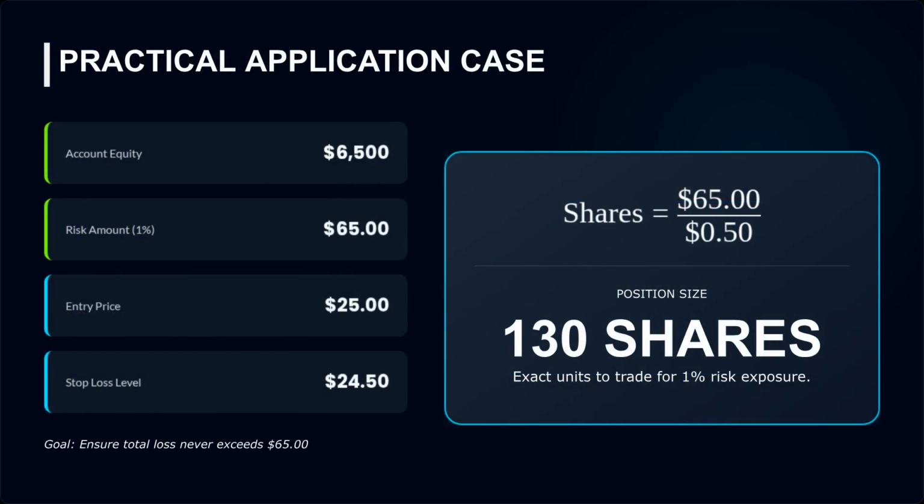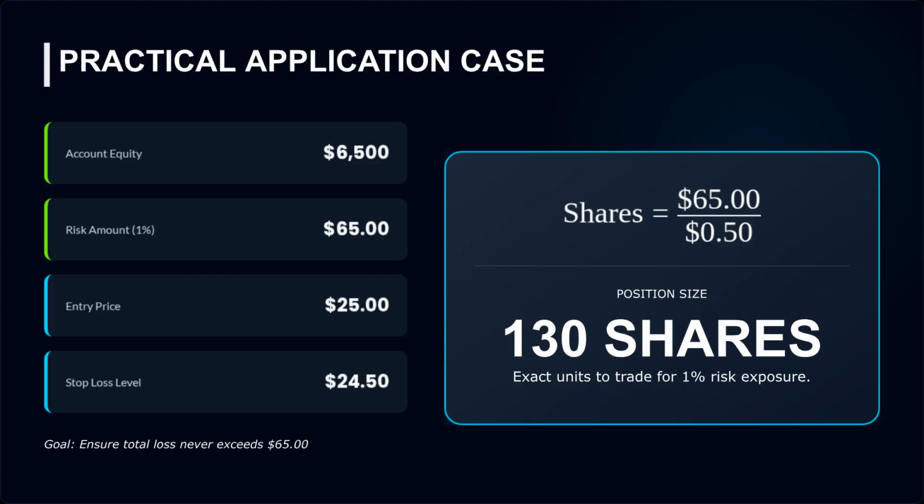Let's put this into practice with a real-world example. Imagine you have a $6,500 account and you want to risk 1% on a single trade. This means your maximum allowed loss is $65. You find a setup with an entry price of $25 and a stop loss at $24.50.